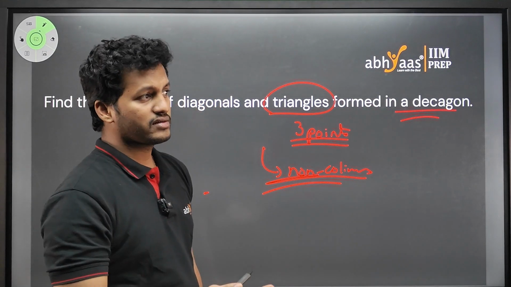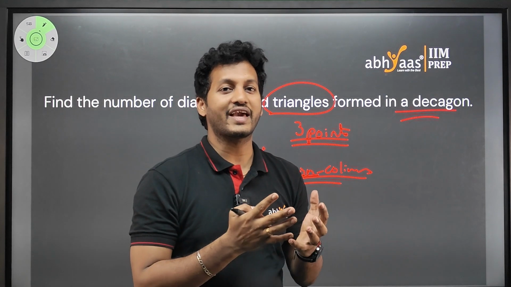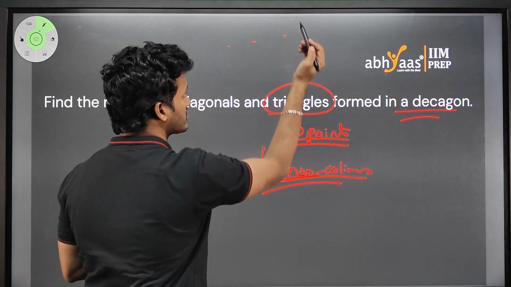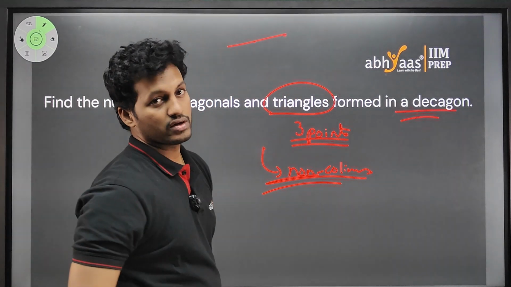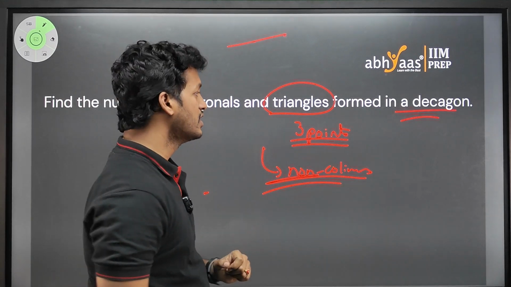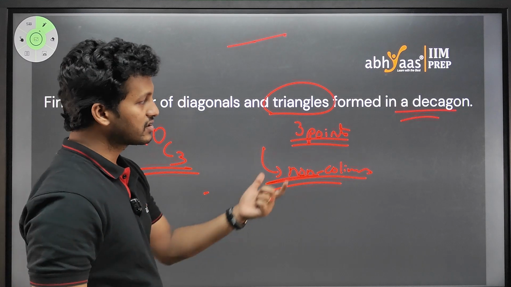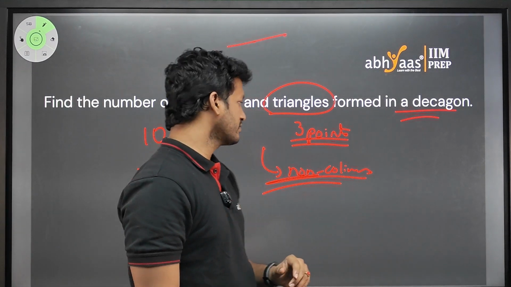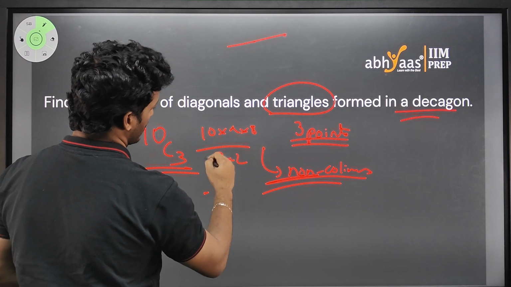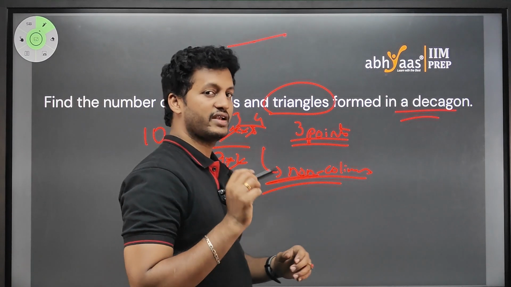So in a decagon, we should have 10 different points which are not lying on a straight line. If they lie on a straight line, it cannot be a decagon, right? If I have 3 points on a straight line, I cannot say it is a decagon. So a decagon has all points non-collinear. That's why I can form 10C3 triangles with this decagon. If you calculate 10 times 9 times 8 by 3 times 2, it is 120 triangles possible in a decagon.